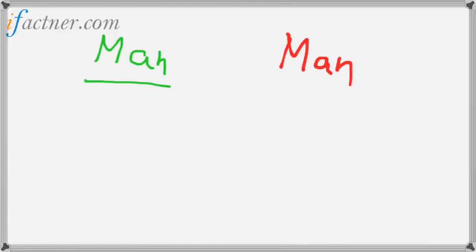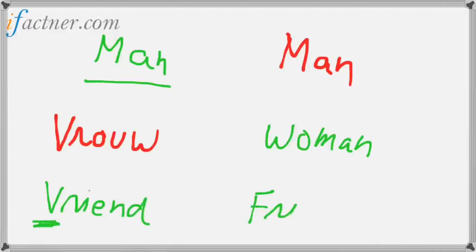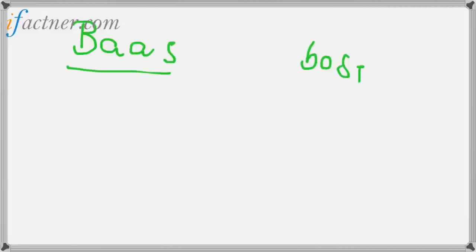And for a man, we say man. For a woman, we use the word vrouw. Friend. Then for friend, we use friend. Friend, way is pronounced as faith. And for boss, we use the word boss.